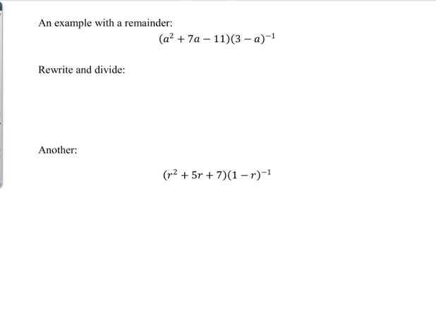Okay. So as the heading on this page indicates, we're going to have a remainder on this one. I'm giving you the different notation here. This looks like it's a multiplication problem, but actually it's a division problem because of this negative 1 right here. So I'm going to rewrite it. We'll have a squared, let me write the a first, plus 7a minus 11 divided by 3 minus a.